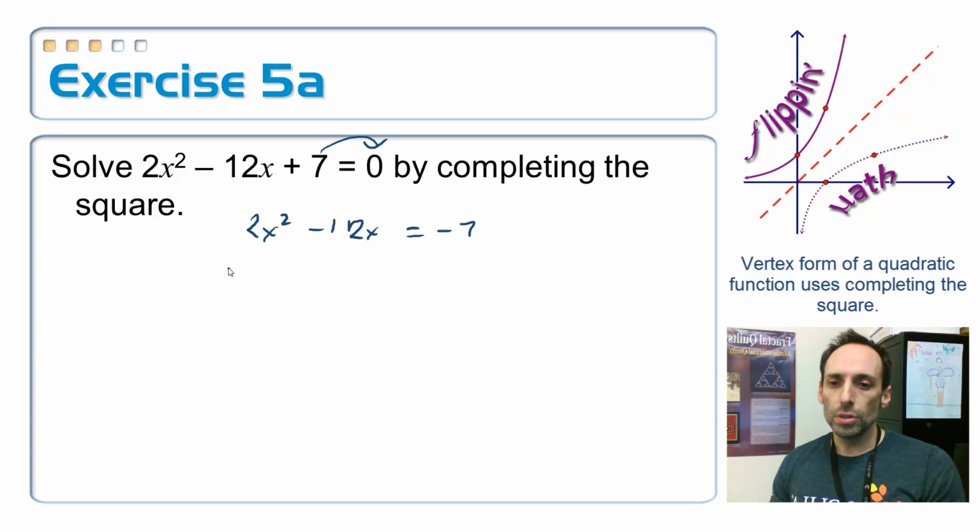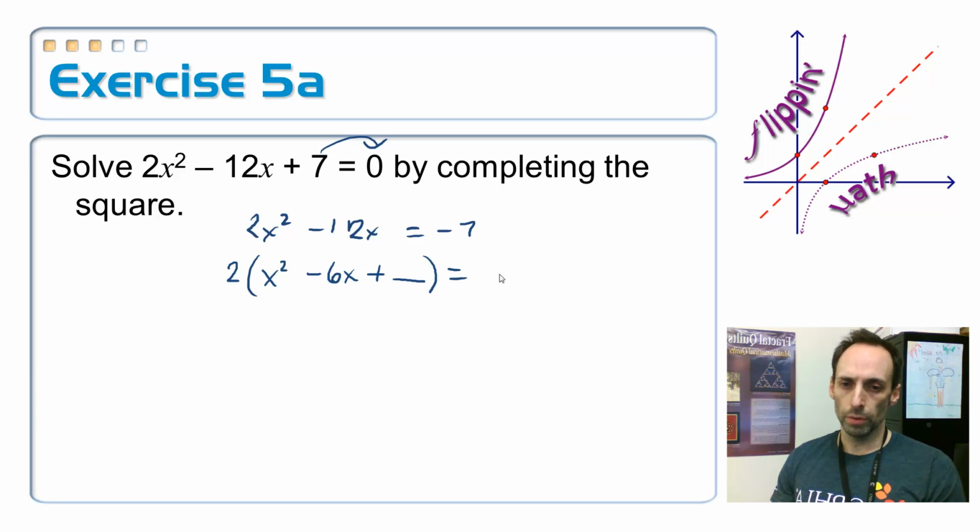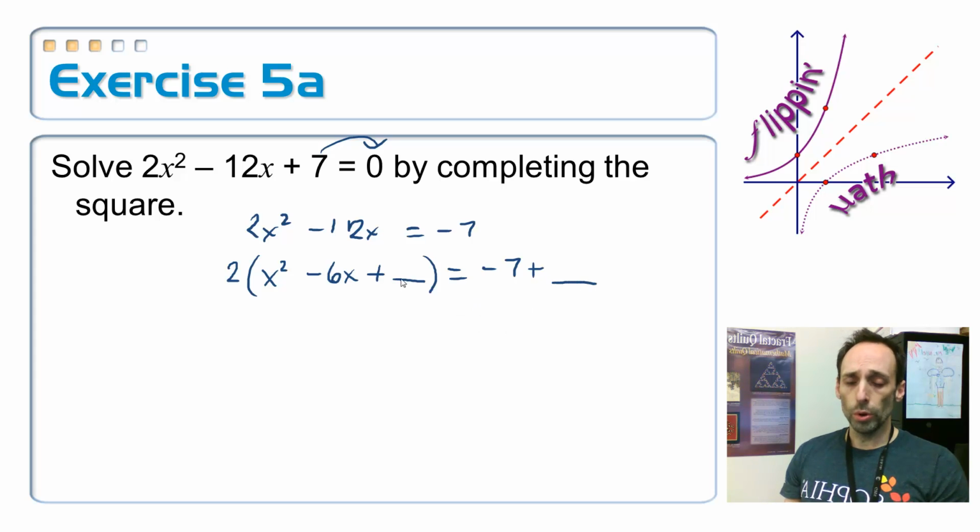So I'm going to leave the 2 here. I'm just actually going to factor it out of these 2 terms. So inside I'm going to have x squared minus, and then I factor out a 2 from this, 6x plus blank, close those parentheses, and then write down the other side, minus 7 plus another blank to complete the square. Okay, now let's complete the square as usual.